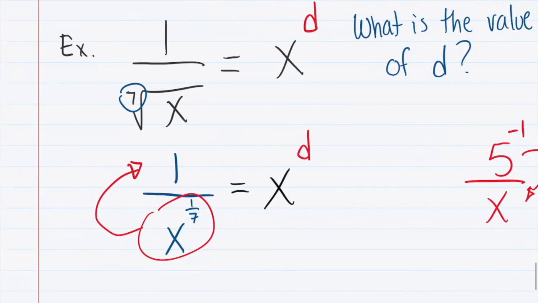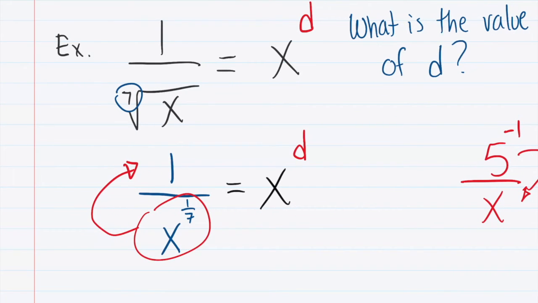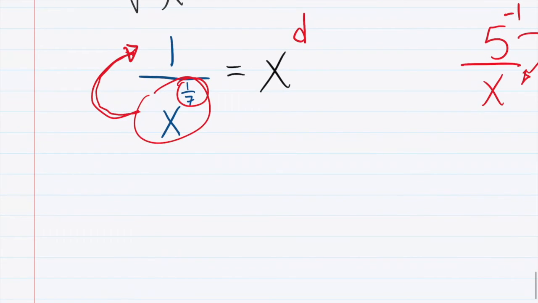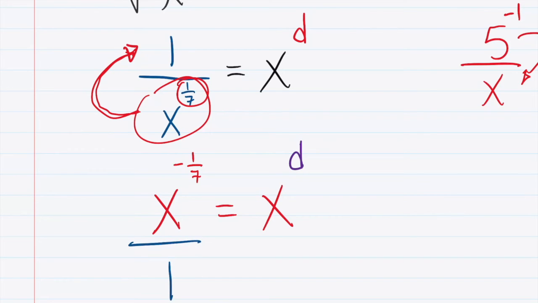But now we're actually technically doing the opposite, because right now it's positive, and if we were to move it up, then technically it will be x to the power of negative 1 over 7. And that equals x to the power of d. So because we moved it up, there's no need to write over 1 anymore, because anything over 1 is just the same thing.